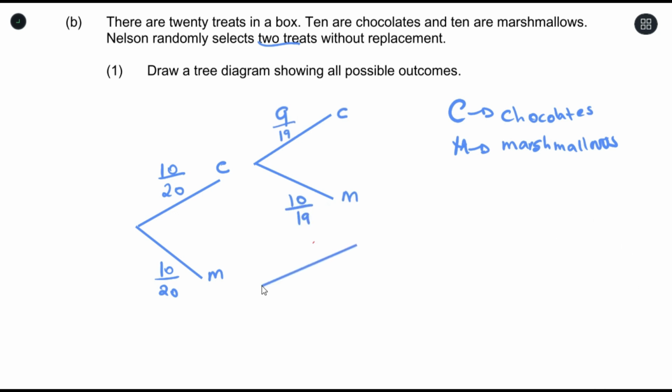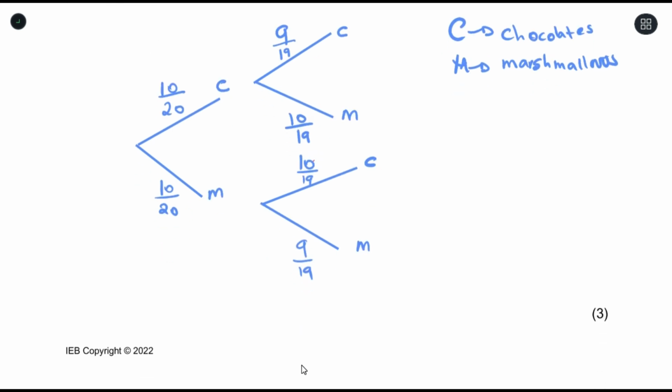For the second part over here, we do very similar things. We're still working with chocolate and marshmallows. Remember that we are focusing on the marshmallow branch, so one of the marshmallows has been removed. The chocolate is still going to remain the same, but because one has been removed from the marshmallow, this will be 10 over 19. And since the marshmallow was removed here, this would be 9 over 19. Okay, so this here is the tree diagram they wanted.